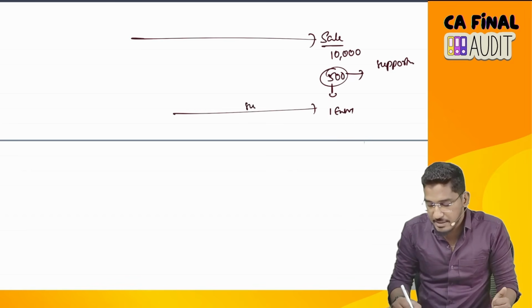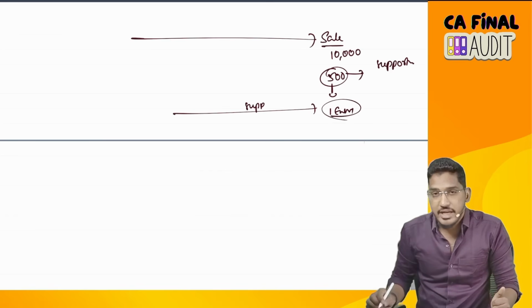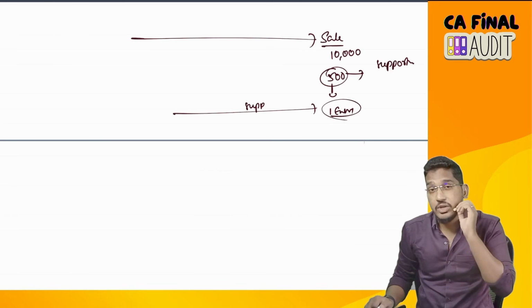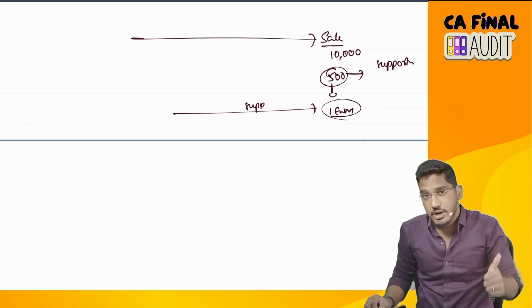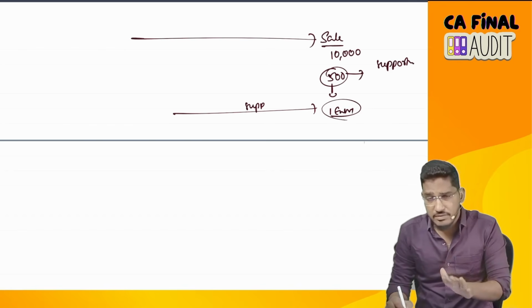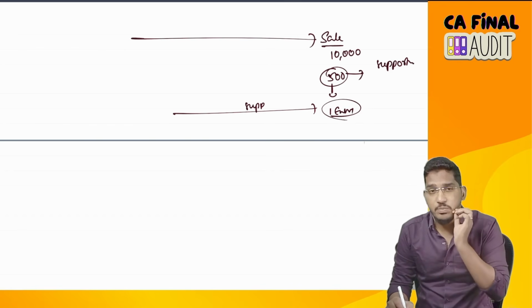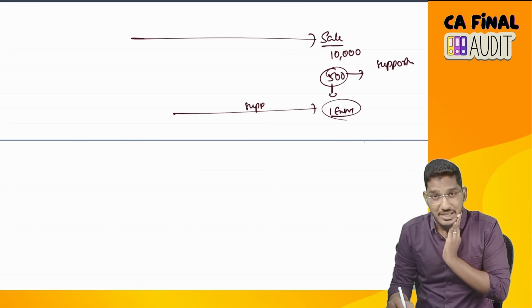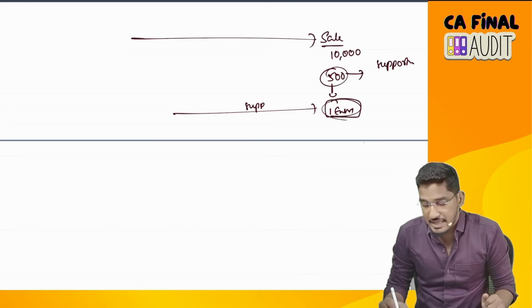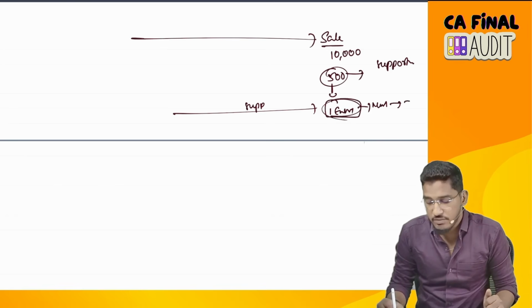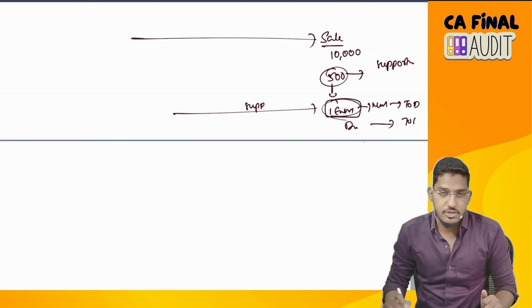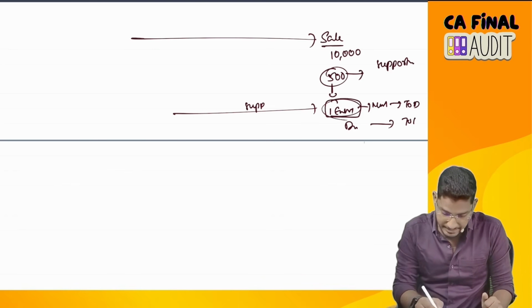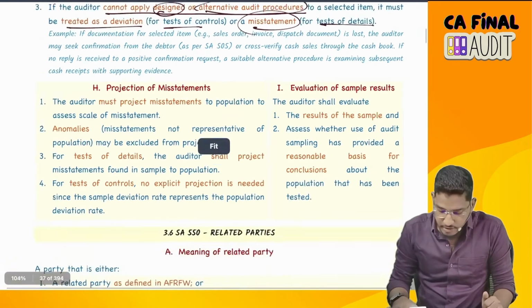You wanted to verify the supporting documents, but the management is saying that for that one sale entry, all the supporting documents are lost, all destroyed. Whatever audit procedure you have thought is applicable for the given item, but you are unable to perform it because management is saying the documents are destroyed. Then you have to consider this as a misstatement. If it is a test of detail, you will consider it as a misstatement. If it is a test of control, you will consider it as a deviation. Understood? Next.